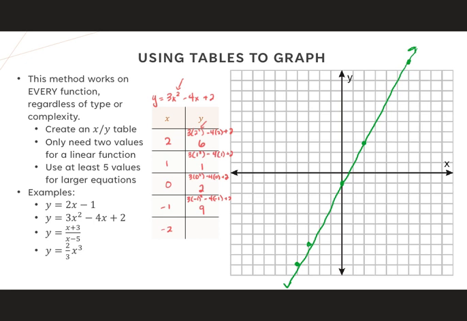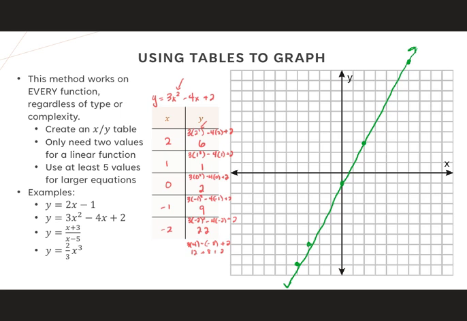-2, 3 times -2 squared minus 4 times -2 plus 2. And since I have room on this one, -2 squared is 4. 4 times -2 is -8. So we're subtracting -8, adding 2. So this is 12 plus 8 plus 2, which gives us a 22.